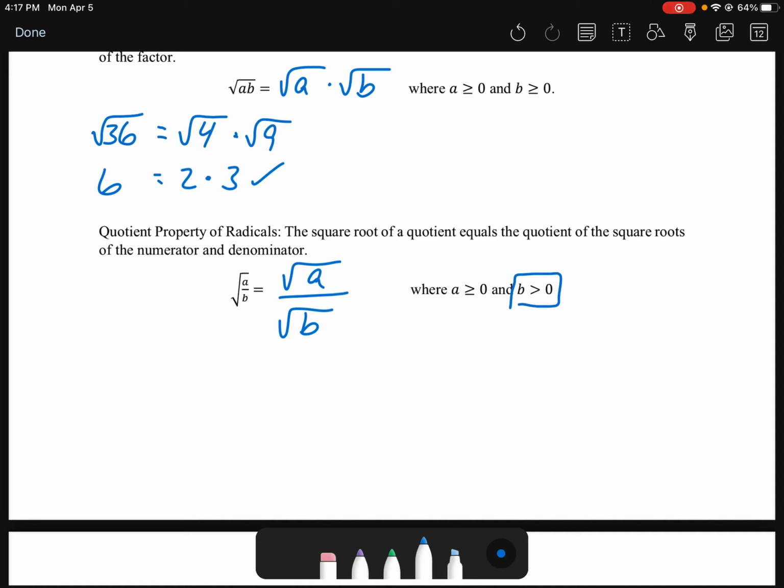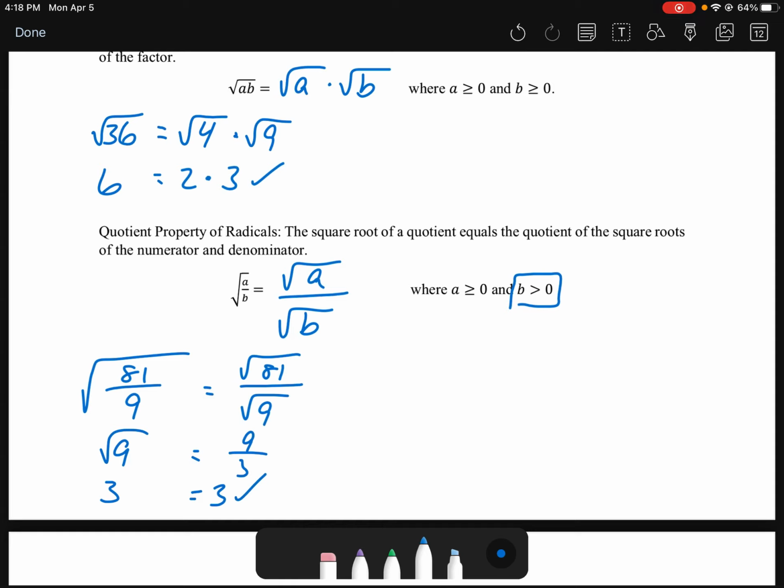And again, we can look at this. If I had the square root of 81 divided by 9, that should be the same thing as the square root of 81 divided by the square root of 9. Well, 81 divided by 9 is equal to 9, and the square root of 9 is equal to 3. We just said the square root of 81 is equal to 9, and then the square root of 9 is equal to 3. 9 divided by 3 is 3. They check on both sides.